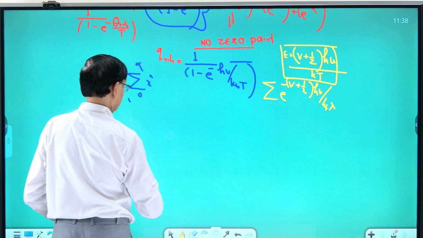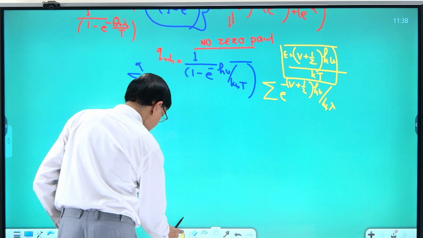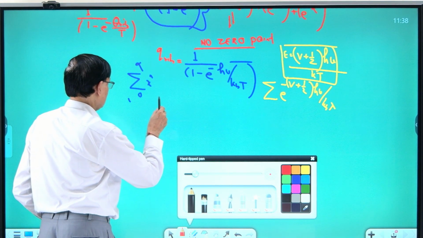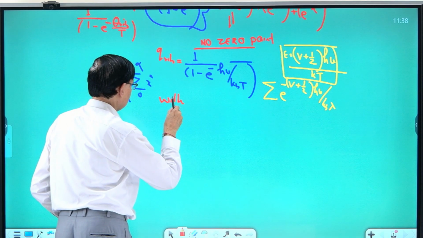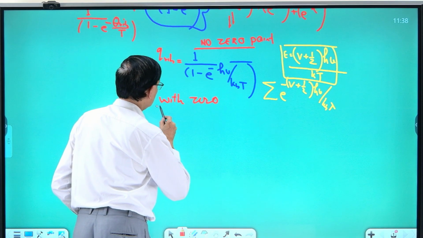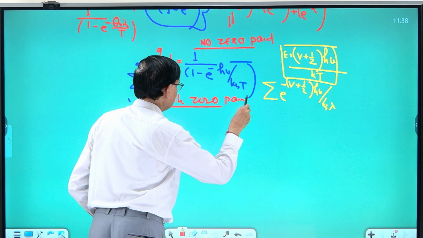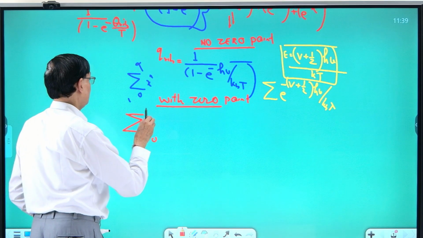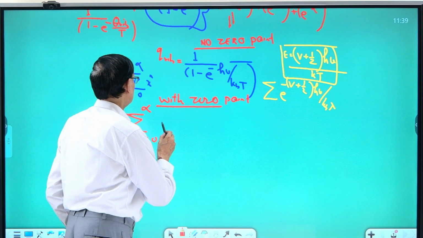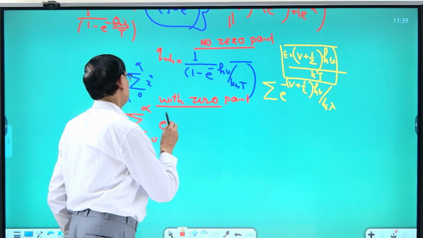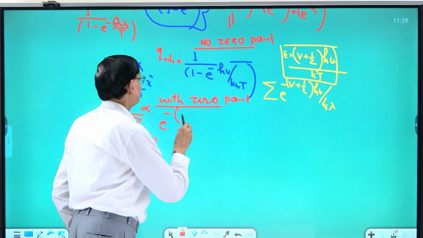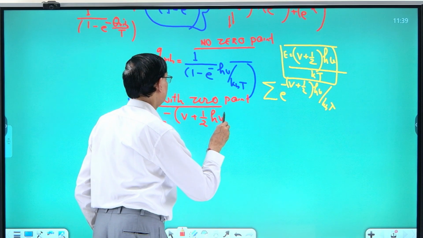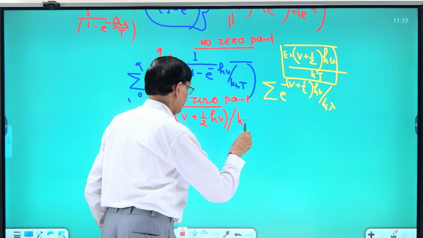With zero point energy, same thing I have already written here: summation from 0 to infinity of exponential minus (v plus half) h nu divided by kBT.